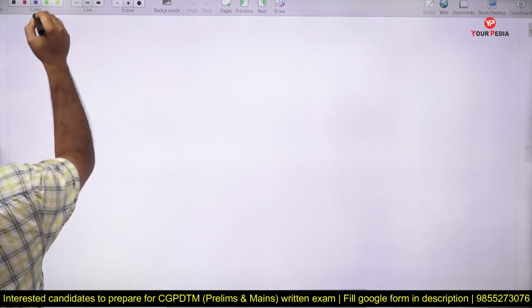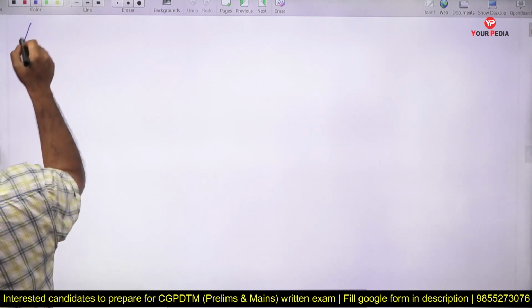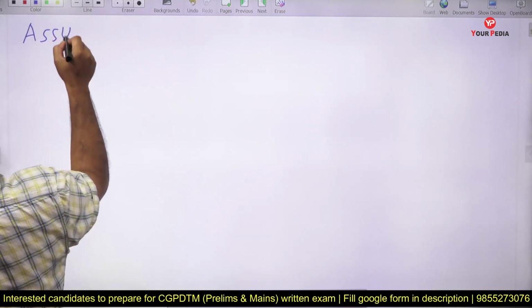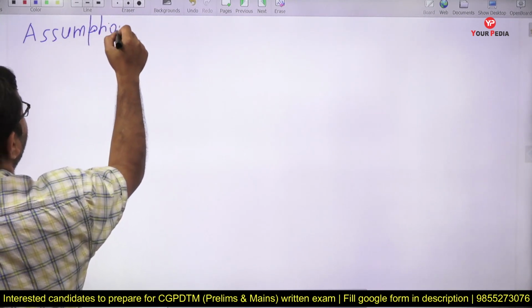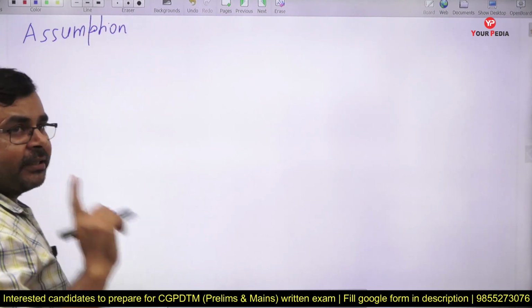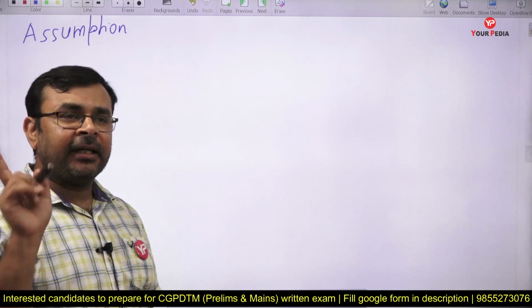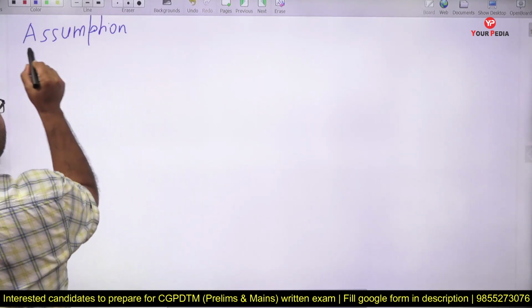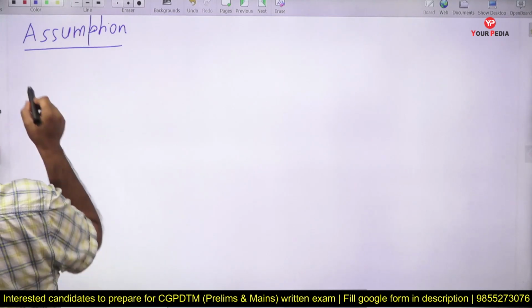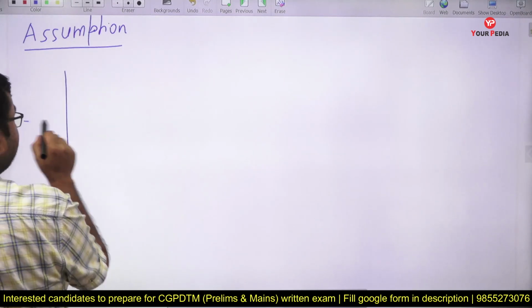So first we need to write the assumptions used in the Mohr circle, correct. Whenever you have to use equations or any method, you must write what the assumptions are for using that method, yes or no. So if I talk about assumptions, obviously here we have three assumptions.